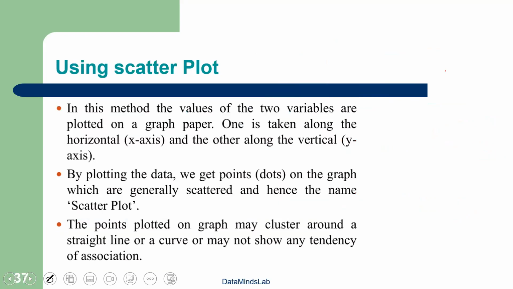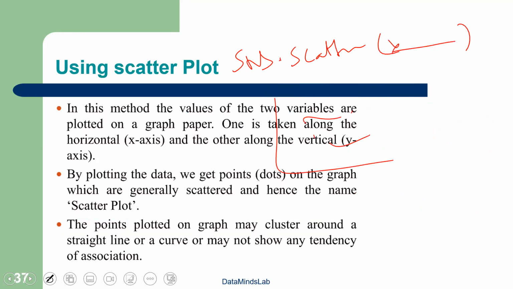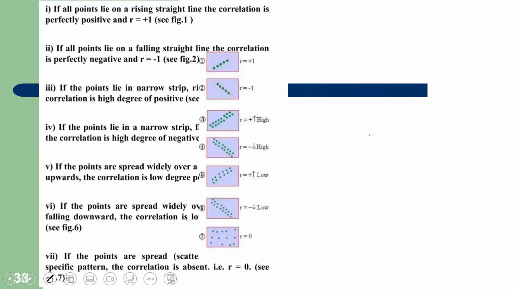Fine. Then how can we do it using a scatter plot? As you already know, for example using sns.scatterplot, I pass x and y, and I will get a scatter plot. Based on that, you'll be able to tell whether there is a relation between the variables or not. So that is one method.